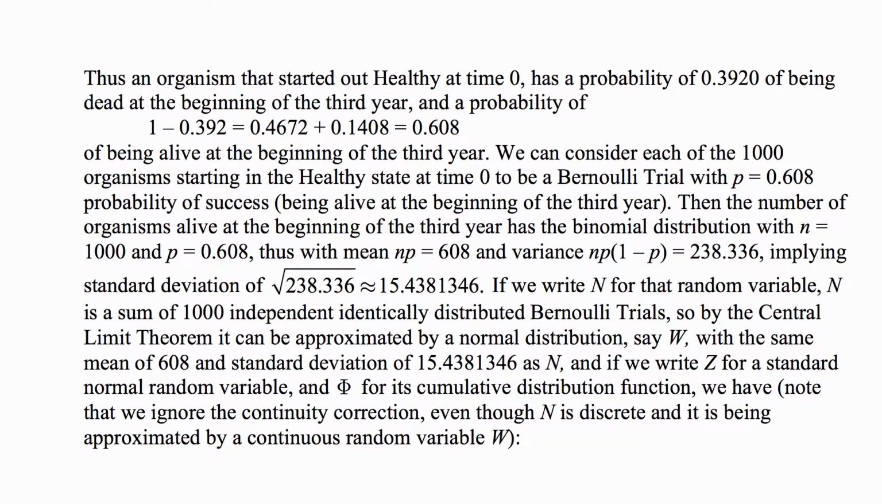If we write N for that random variable that counts the number of successes in 1,000 Bernoulli trials, then N is a sum of 1,000 independent, identically distributed Bernoulli trials. So by the central limit theorem, it can be approximated by a normal distribution, say W, with the same mean of 608 and the same standard deviation as N, 15.4381346. And if we write Z for a standard normal random variable and phi for its cumulative distribution function, we have, I'll show you the calculation, but I want you to note that we intentionally ignore the continuity correction in the process, even though N is discrete and it is being approximated by a continuous random variable, but we were instructed in the problem to ignore the continuity correction. That's why this is happening.